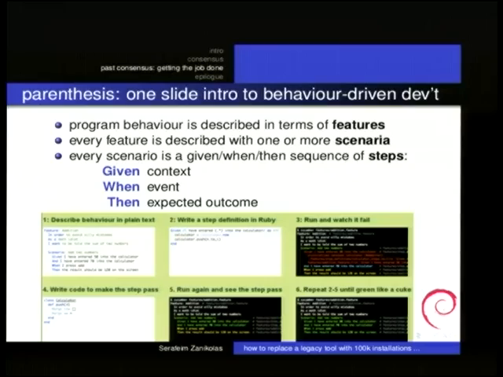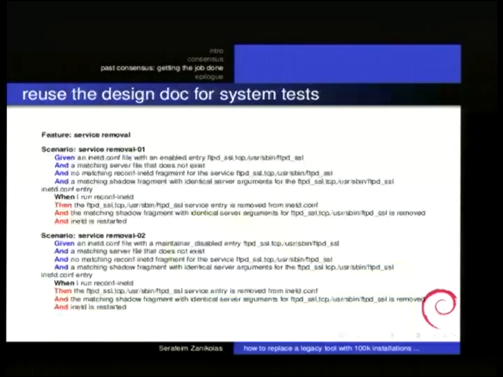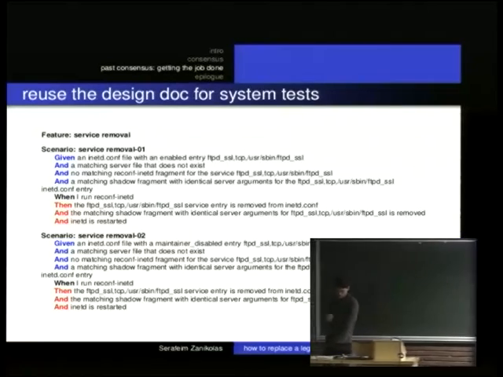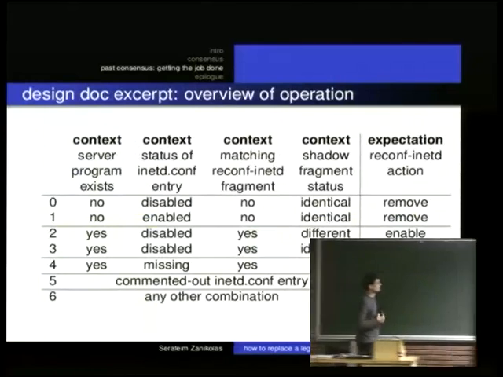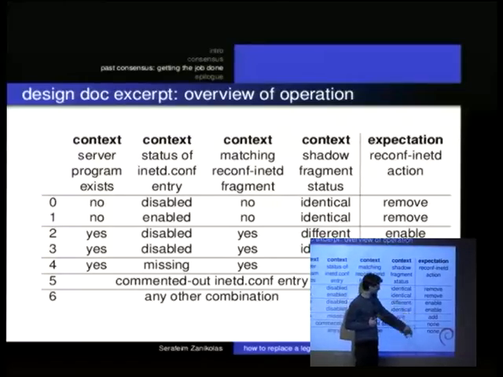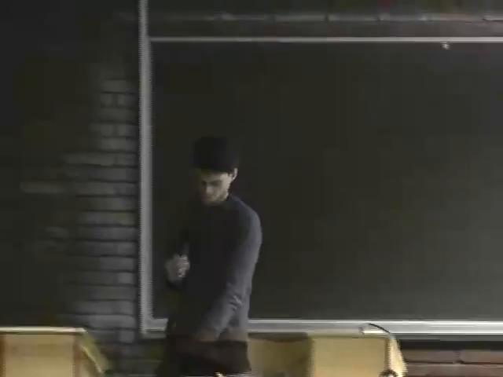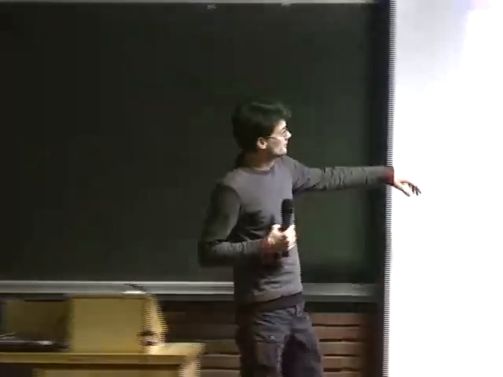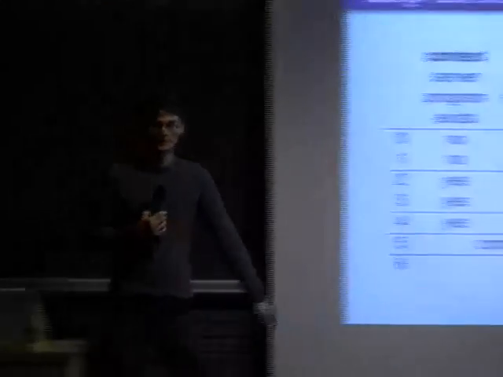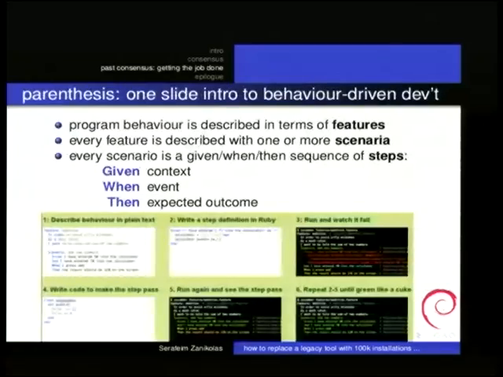Okay, so now that we are behavior-driven testing wizards, we can go back to our use case, update-inetd. So this is an example of one feature. Remember, in the summary table, we have 4 features. It removes entries, it enables entries, it adds entries, it doesn't do anything. So for each feature, we have a feature file, and the remove feature has some scenarios, we don't know how many. So for every feature, we have 1 feature file.